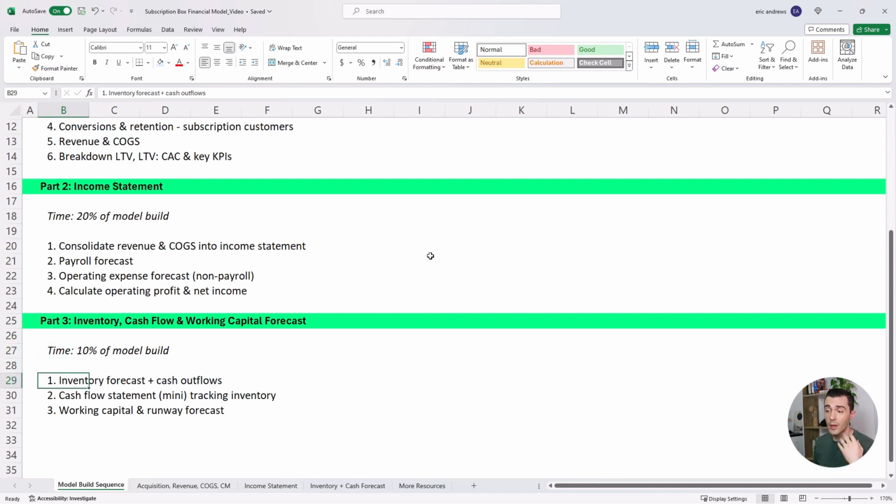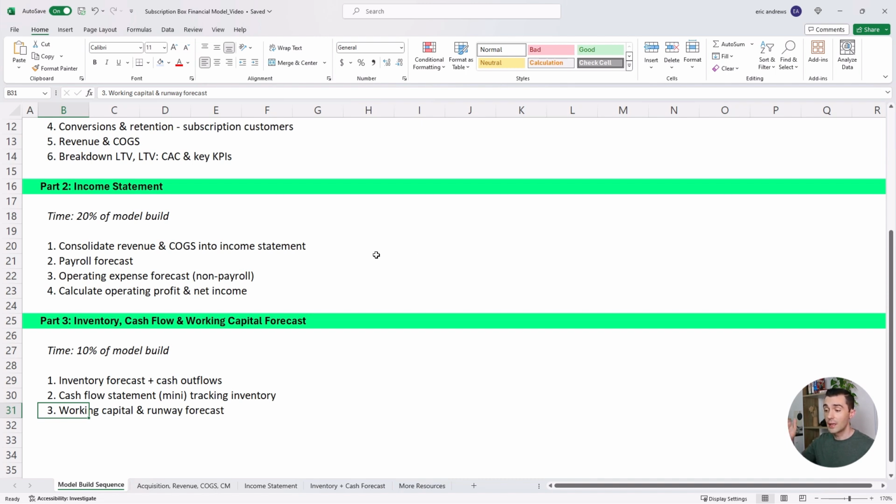So we're going to cover an inventory forecast that's linked back to all of our projections, cash outflows. We will make a mini cash flow statement tracking our cash, and then we will look at working capital and runway, which means how much cash does your business have left to survive before it runs out of cash in the scenario that it's an unprofitable business. That's really, really important, and I will show you how to do that.